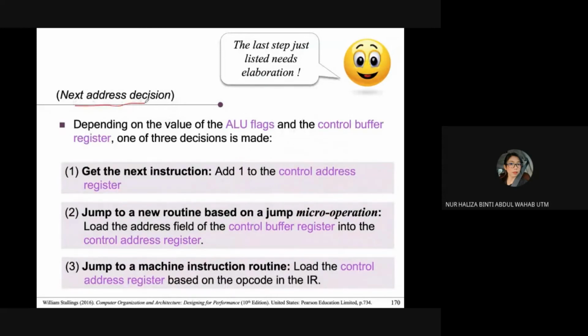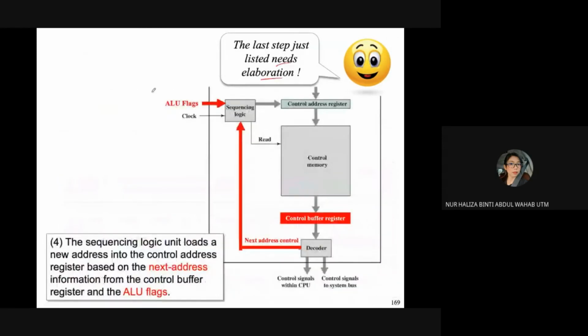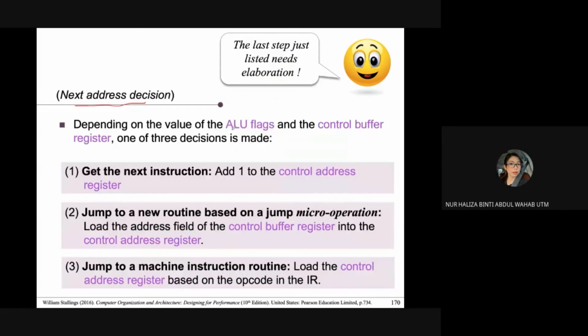Next address decision. How you going to see your next address decision? Because you have the next address from your control buffer register inside your sequential logic, but you also have another element, your ALU flag yang akan trigger your next address. So depending on the value of ALU and also your control buffer register, one of three decisions is made.